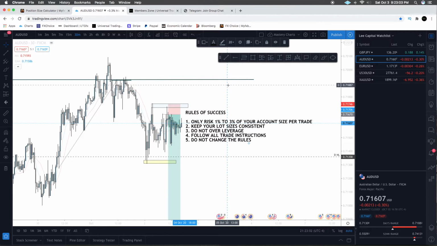Number 2, keep your lot sizes consistent. This means if you're entering the trade at a 1 lot, keep your lot sizes at a 1 lot. Don't enter at a 1 lot, and because we won 5 trades, then you go ahead and up your lot size to a 2 lot or a 3 lot. Because, yes, we do have an 87% win rate, but you never know which trade is going to be the loser. So that next trade could be the loser, and you have to approach it like that.